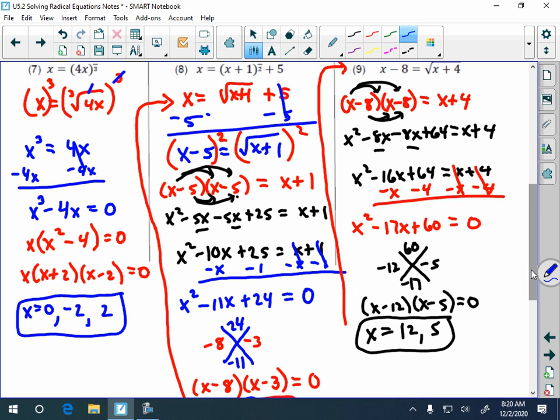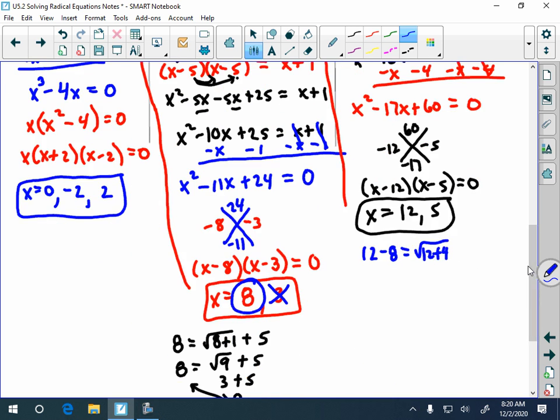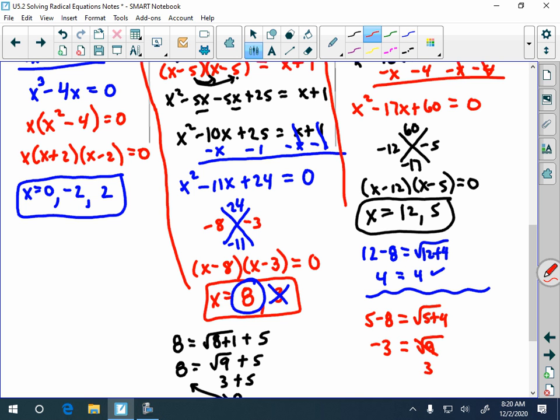So I'll plug 12 in first. So does 12 minus 8 equal the square root of 12 plus 4? So that's the question. Well, 12 minus 8 we know is 4. 12 plus 4 is 16, and the square root of 16 is 4. So 12 works. So now we're going to check 5. Does 5 minus 8 equal the square root of 5 plus 4? Well, 5 minus 8 is negative 3. Does that equal the square root of, well, 5 plus 4 is 9. Square root of 9 is 3. Does 3 equal negative 3? No, they're not the same. So that means that 5 does not work.